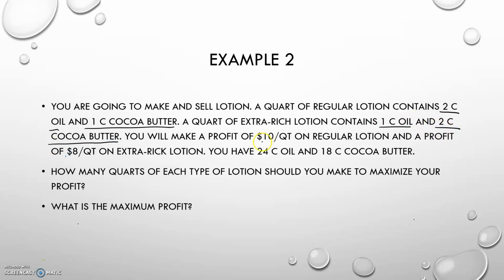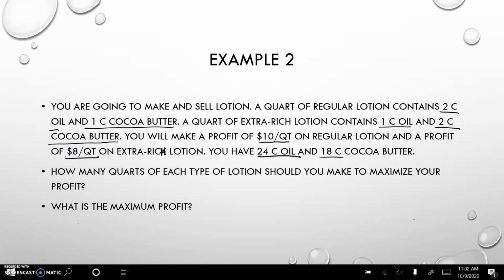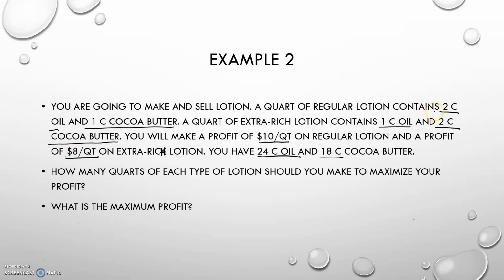And then it says you'll make a profit of $10 per quart on regular lotion and $8 per quart on extra rich lotion. You have 24 cups of oil and 18 cups of cocoa butter. So how many quarts of each type of lotion should you make to maximize your profit? So I know how much of each ingredient goes in the 2 different types of lotion.